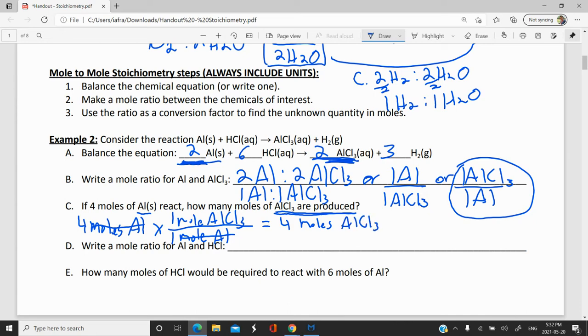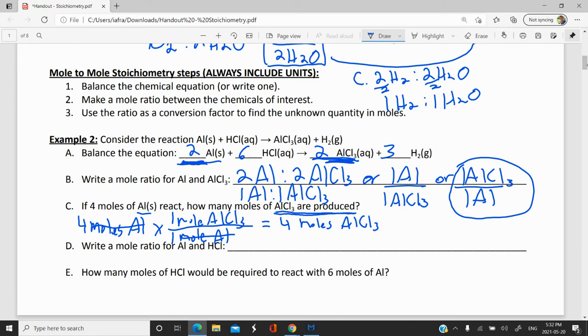In a multiple choice question, or a question where you have to go pretty quickly, you can just say, okay, it's 1-to-1, right? So you can say that it should also be 4 moles of AlCl3. So you can write 1 to 1, therefore 4 moles of AlCl3 should be produced with 4 moles of Al. Okay. So let's try another question.